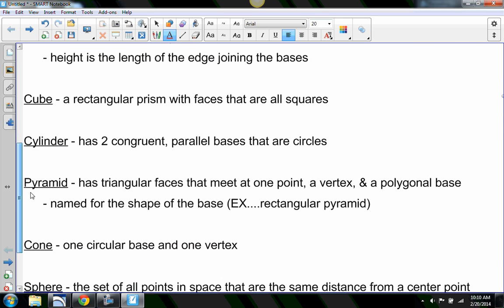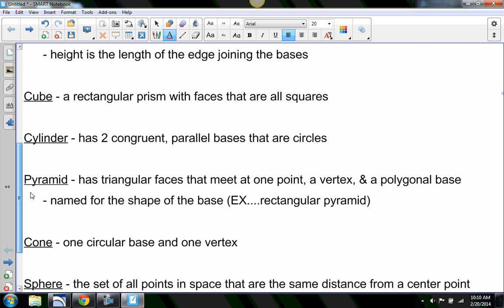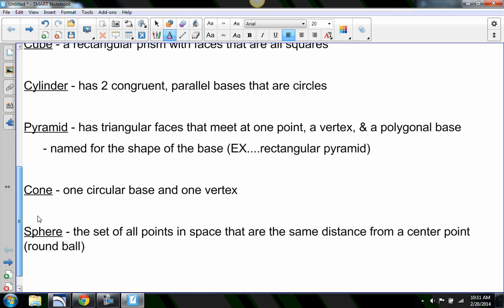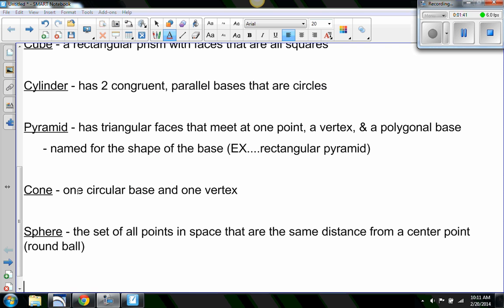A cube is a rectangular prism with faces that are all squares. So it's just a box, right? A 3D box. A cube normally has equal sides. A cylinder has two congruent parallel bases that are circles. So like a soup can has a circle on the top and a circle on the bottom. And then it's just connected on the sides.